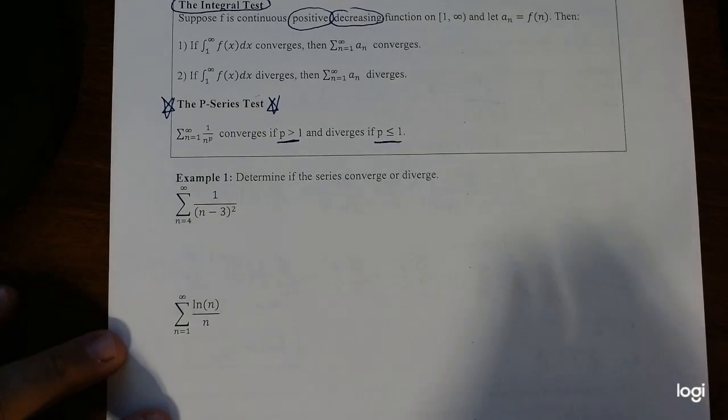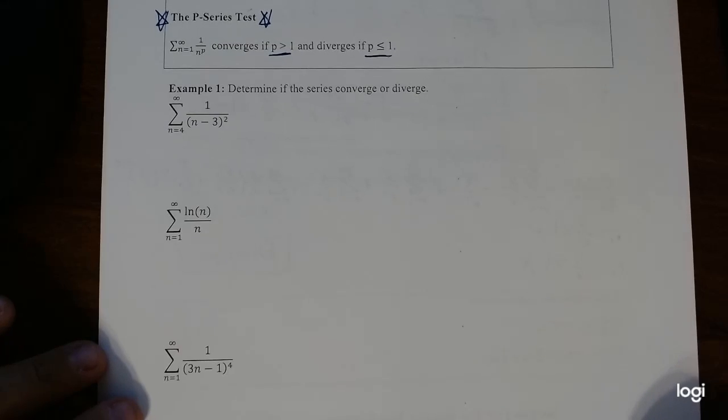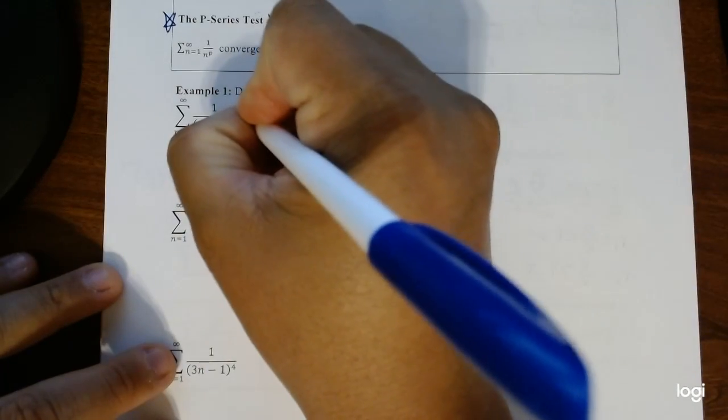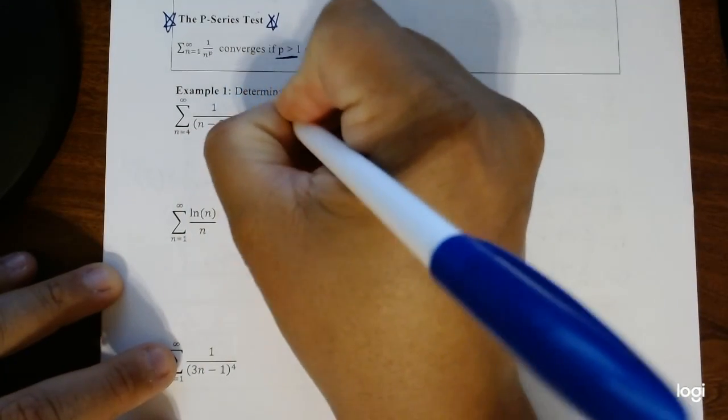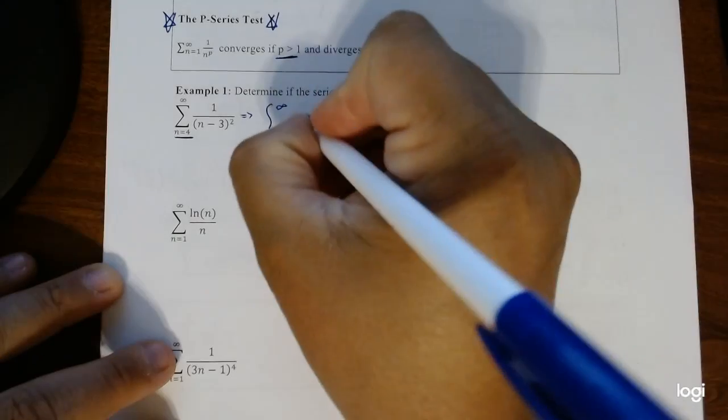So let's try this out using our new way of finding if a series converges or diverges. All right, so here we have this value here. If we want to use the integral test, this is going to be the integral from 4 to infinity, again, we're starting from 4 because the series starts at 4 there, of this here.